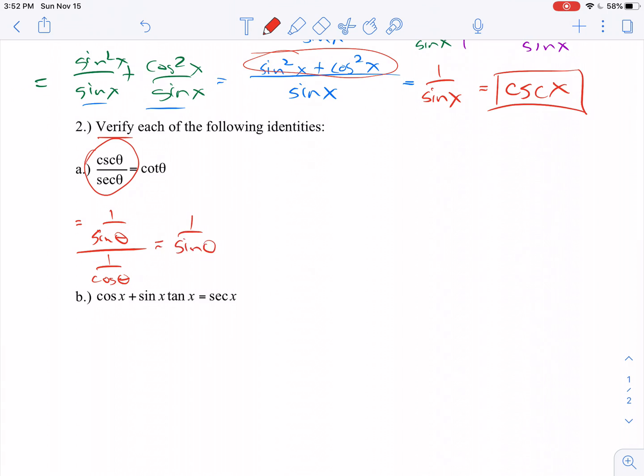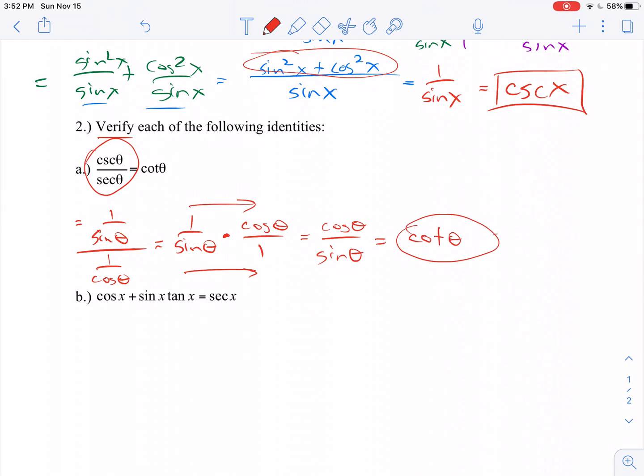So 1 over sine is being divided by 1 over cosine, so you multiply by the denominator. And remember, with fractions, you multiply across the top, you multiply across the bottom. So you have cosine of theta over sine of theta, which is another name for cotangent of theta. And that's what we had to get to. So once you get to that cotangent of theta, you know you're done.